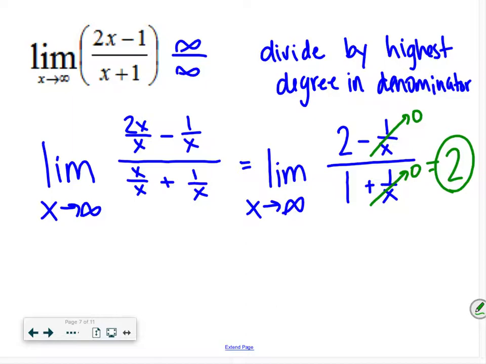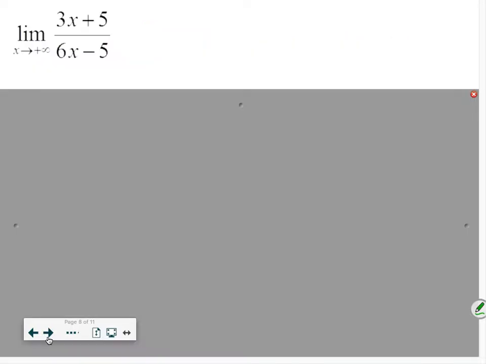However, you don't have to do this much work for this problem. How would I know without doing all this work that it's at 2? What did we talk about at the very beginning? Horizontal asymptotes. We can determine without doing any algebra that this horizontal asymptote is at 2. Do you remember your horizontal asymptote rules? Since our degrees are the same, we have a coefficient of 2. That is our horizontal asymptote.